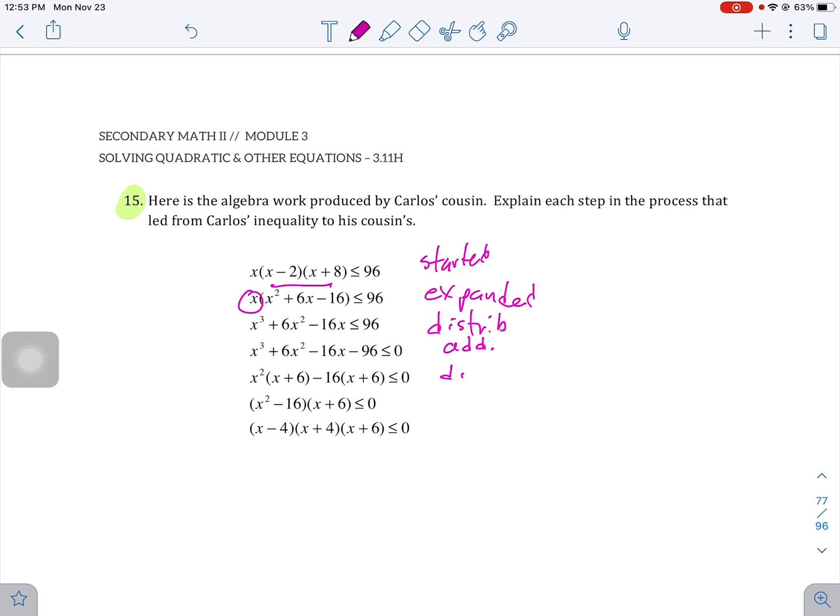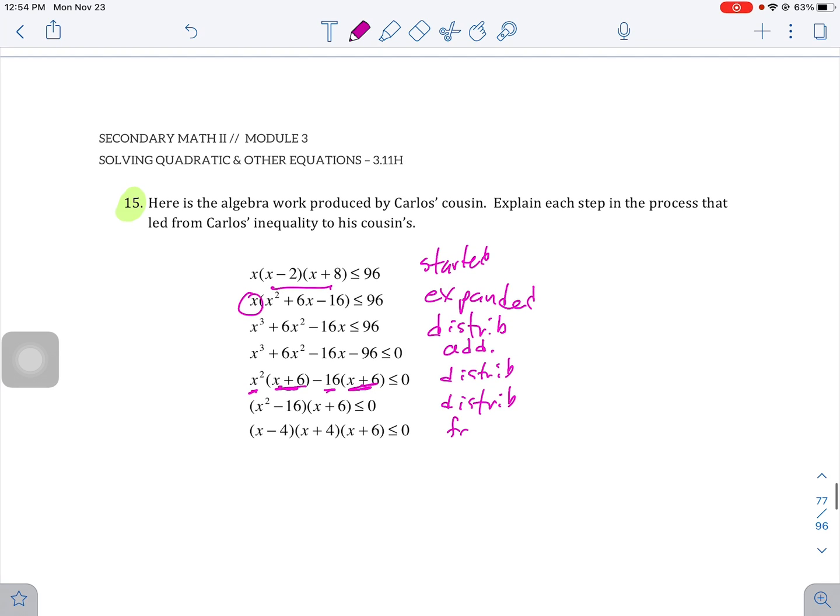And then here's another distributive property. So they're distributing the x plus 6 to get an equivalent. And then I would call this distributive property also. It's x squared minus 16 times the other expression. And then finally, it was really factoring. We factored the x squared minus 16.